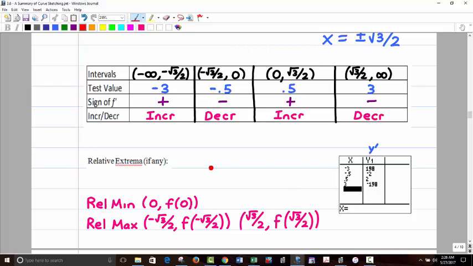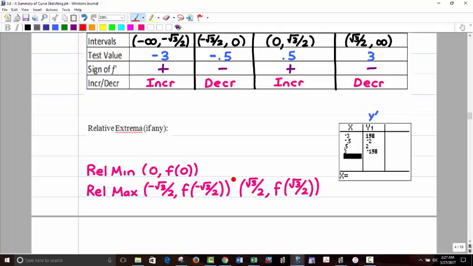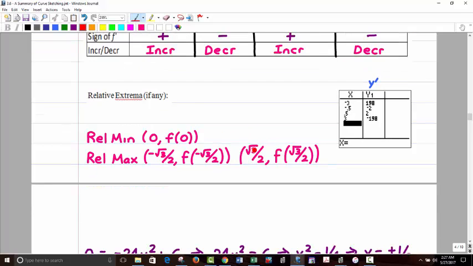And positive, negative, positive, negative. Increase, decrease, increase, decrease. Relative max at negative square root of 3/2, f of that number. Decrease to increase at 0, so we have a relative min. And then increase to decrease at the positive square root of 3/2 right here. And that takes care of the first derivative information.